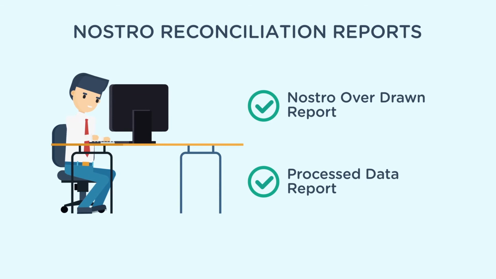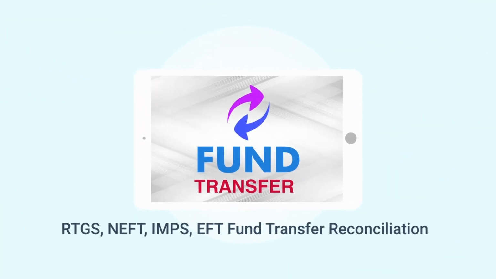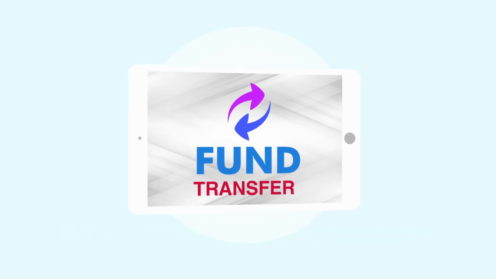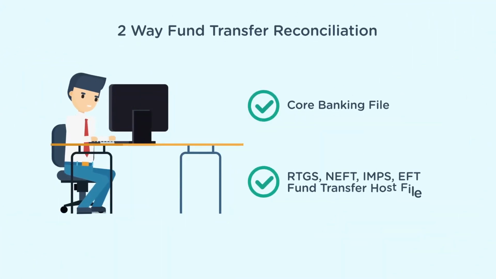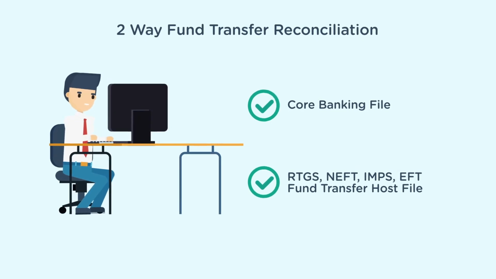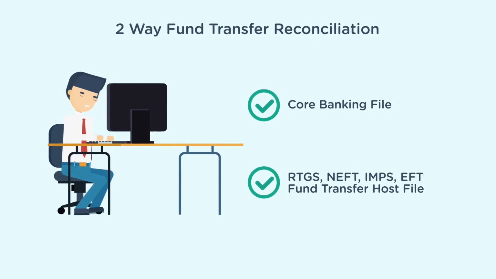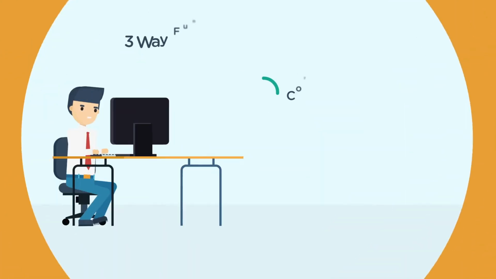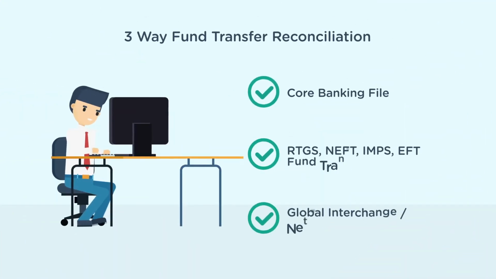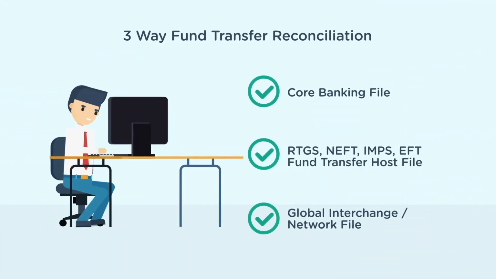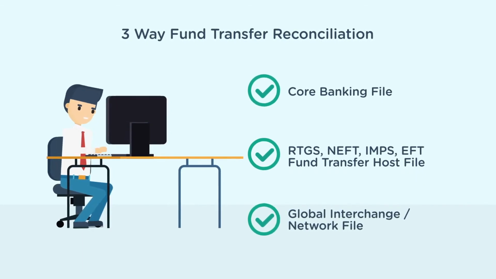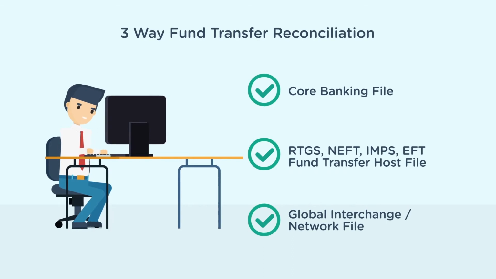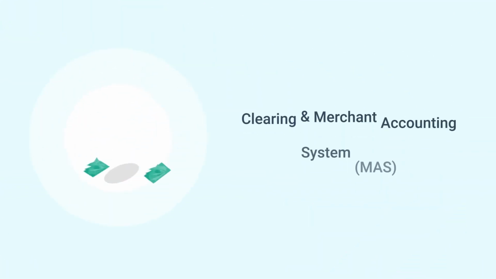Let's see about RTGS and FTFD IMPS fund transfer reconciliation. We can do 2-way reconciliation for core banking file, RTGS and FTFD IMPS fund transfer host file. 3-way reconciliation for core banking file, RTGS and FTFD IMPS fund transfer host file, global interchange or network file. We will get all types of extensive reports here.